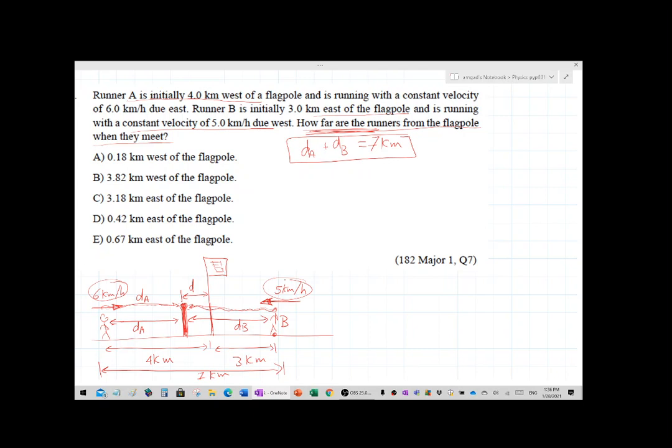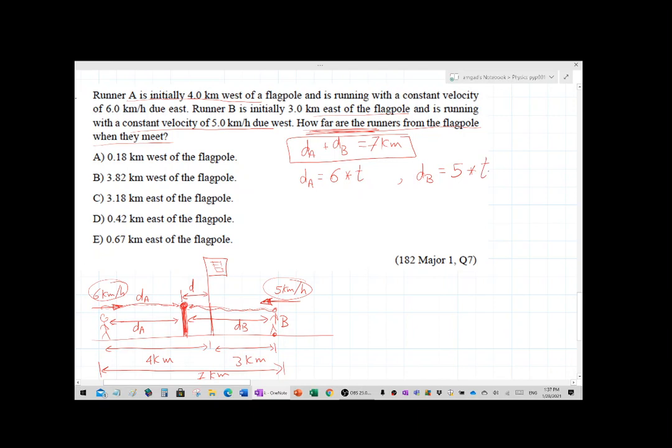So the distance dA equals the speed of the first man times the time required to reach the position where we don't know. Let me call this time t. And also for the other one, dB, the distance that he will travel equals his speed times the time required until he reaches the same position, which also I don't know.